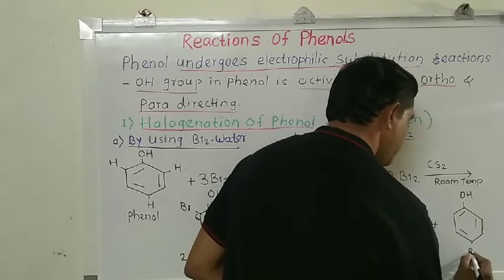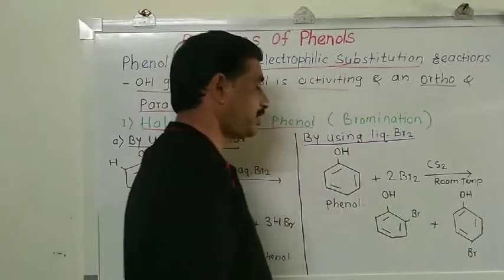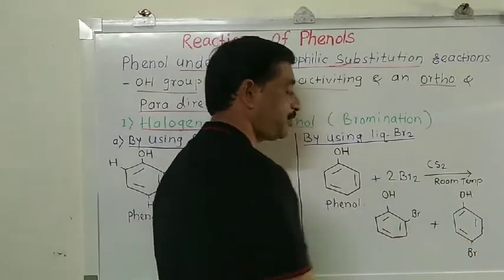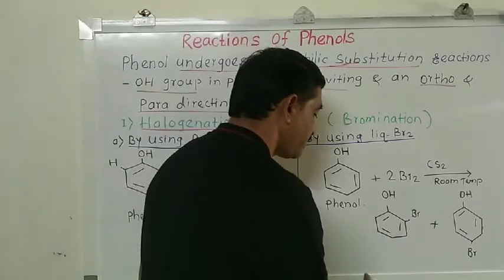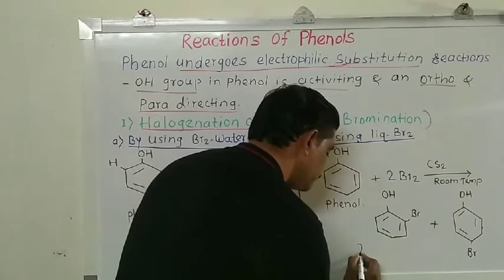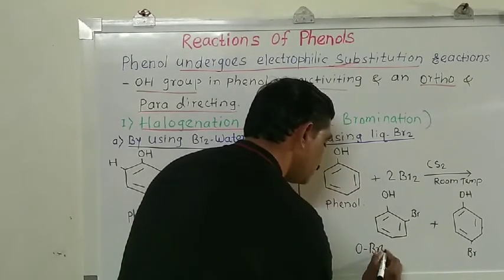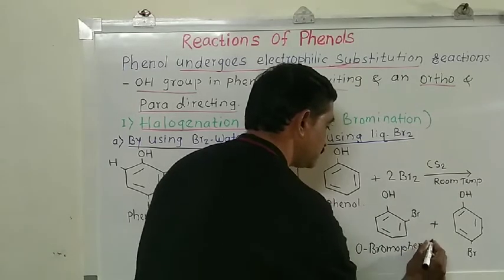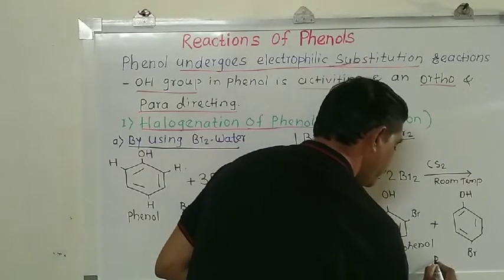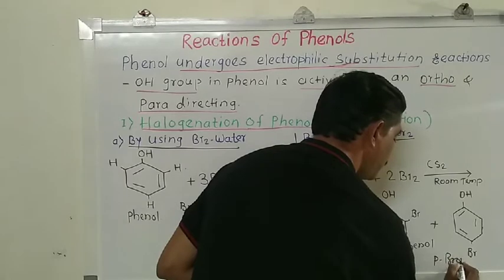OH group remains as is, and the hydrogen atoms from the ortho position and para position are replaced by the bromine atom, and we get here the mixture of orthobromophenol and here parabromophenol.